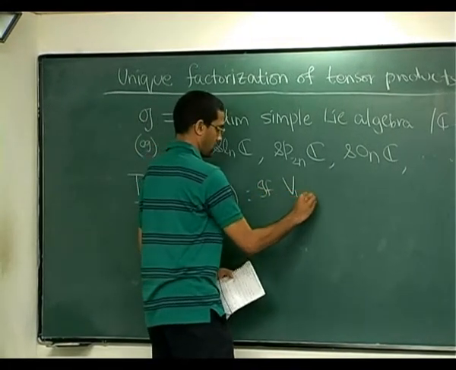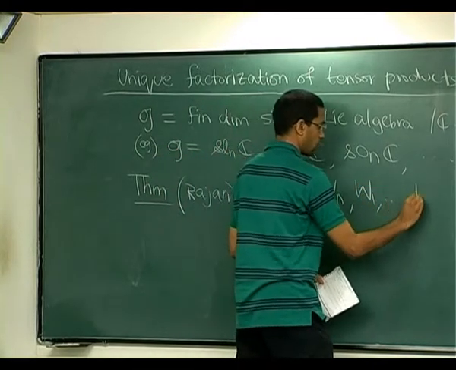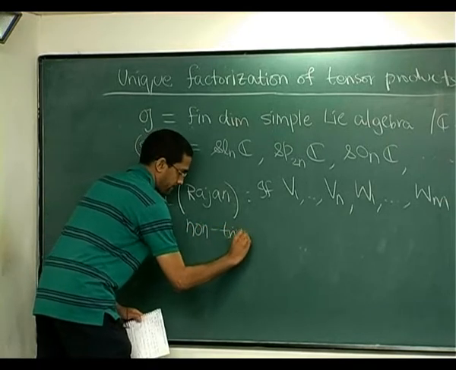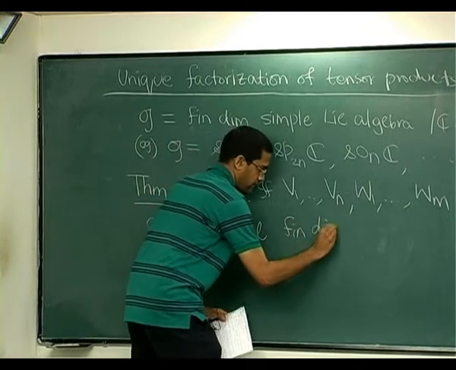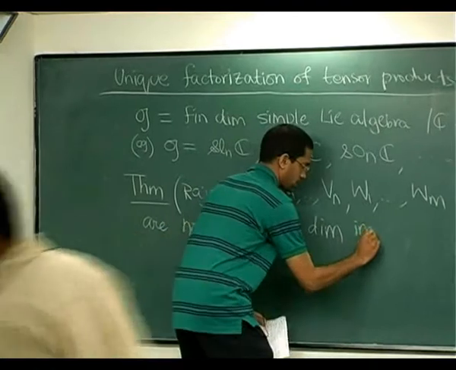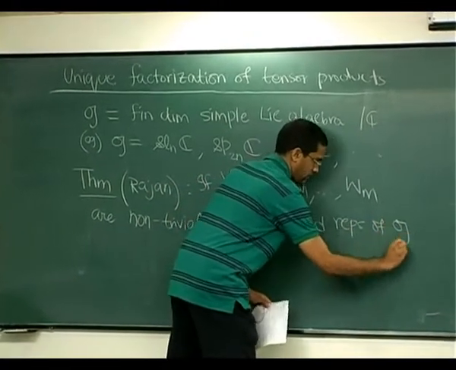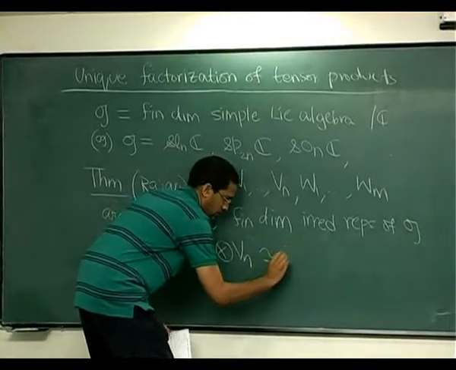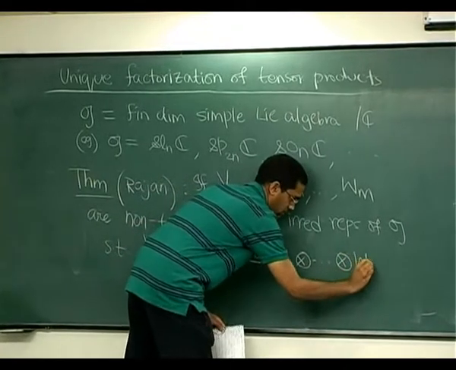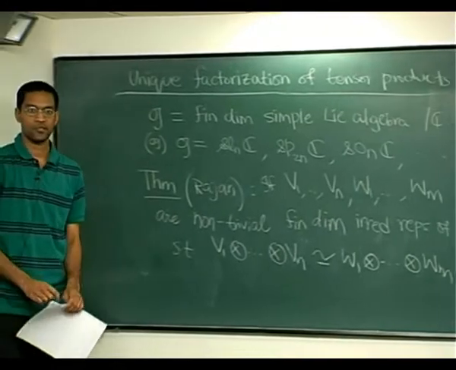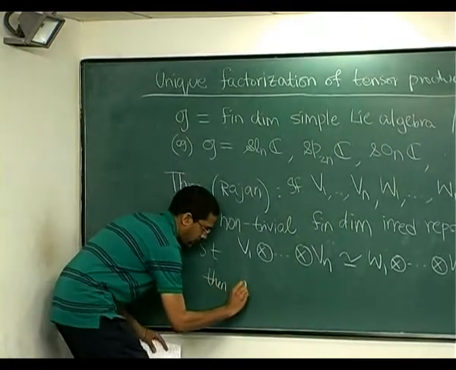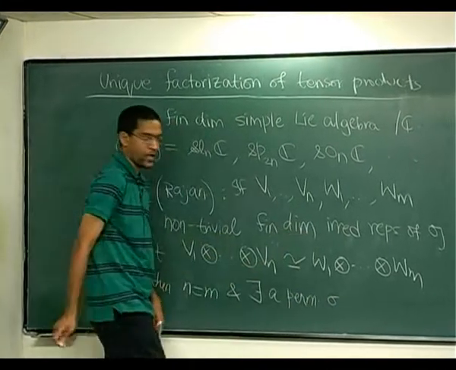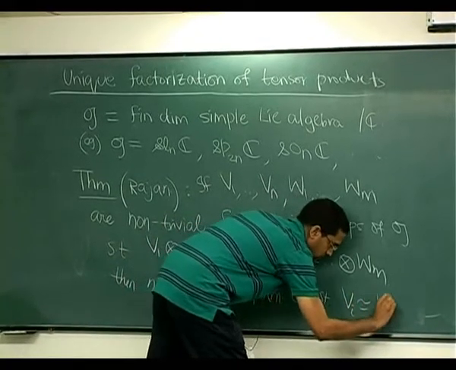If V1 through Vn, W1 through Wm are non-trivial, finite dimensional irreducible representations of G such that the tensor product of the Vi is isomorphic to the tensor product of the Ws, then n equals m, and there exists a permutation sigma of 1 through n such that Vi is the same as W sigma i.